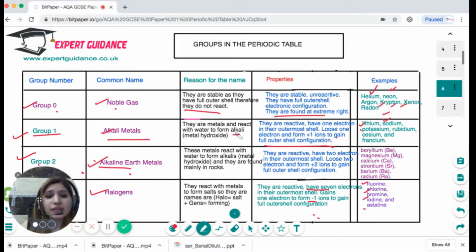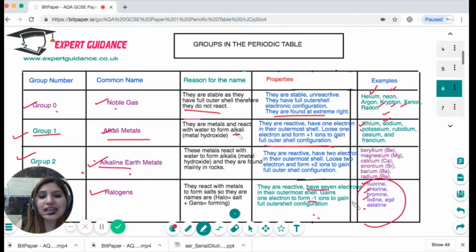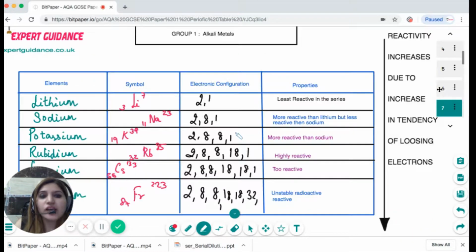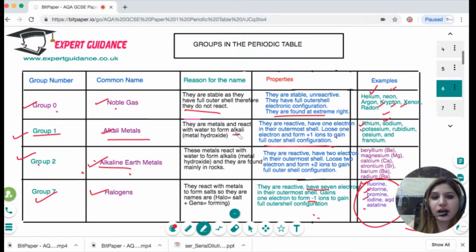But all these halogens exist as diatomic molecules. So in a reaction, you will never see F. You will see it as F2. You will never see Cl. You will see it as Cl2. Okay, so I hope this table is clear to you.